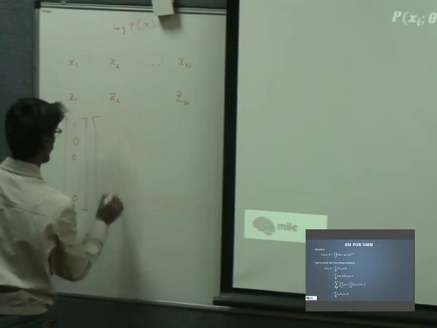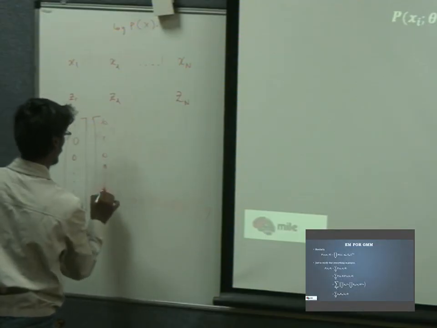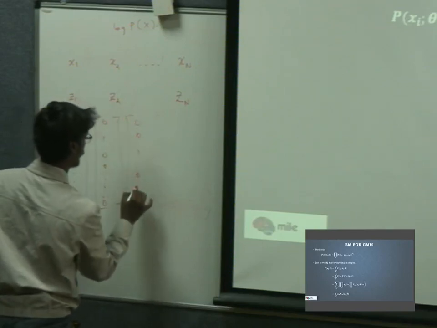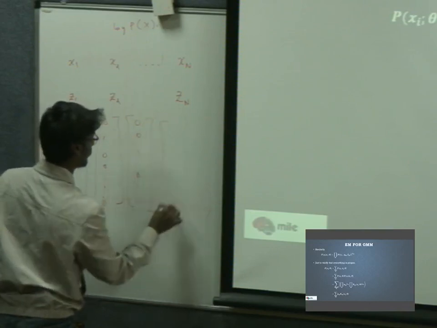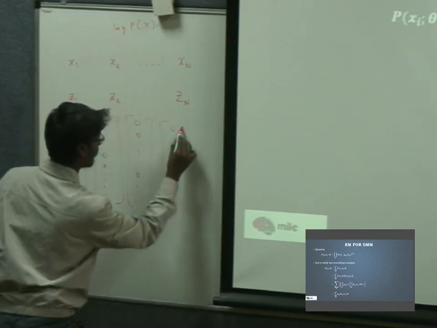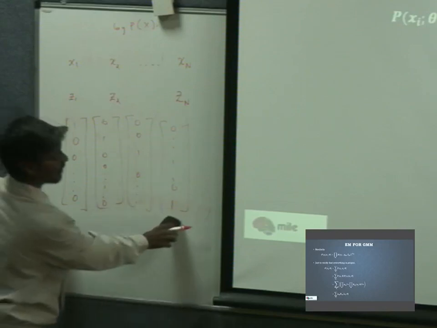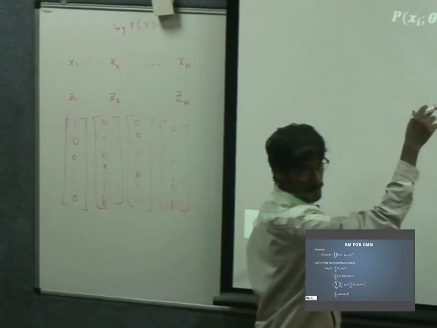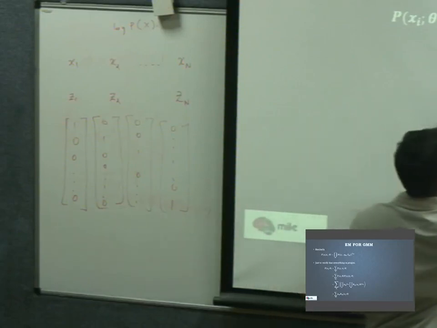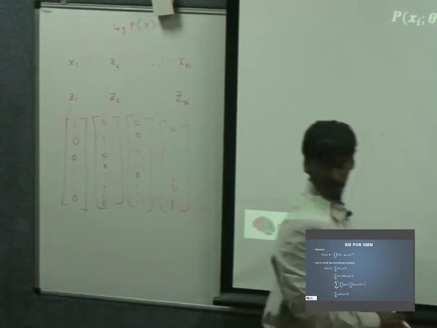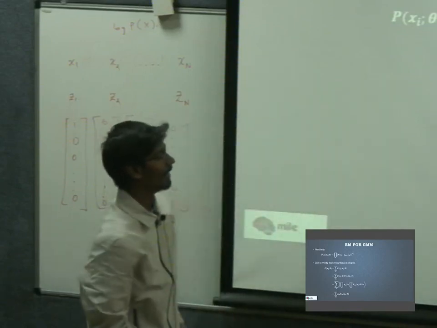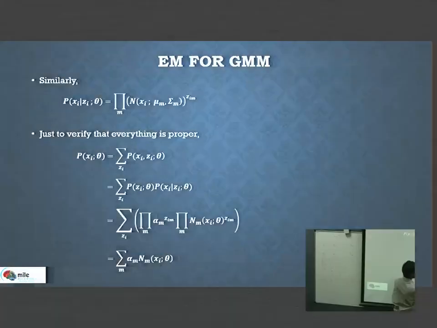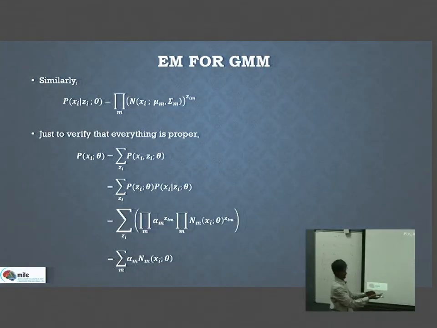For example, 1 0 0, 0 1 0 0, 0 0 1 0 0, and so on up to the last. These are all the possible combinations of z, and you have to sum over all of them. And p of z from the previous slide we can get, and p of x given z is nothing but what we have here. These two things we can club together and take z power m as a common power.